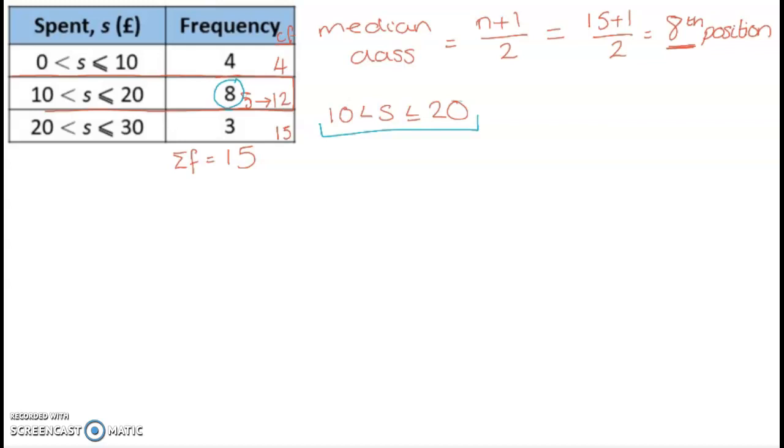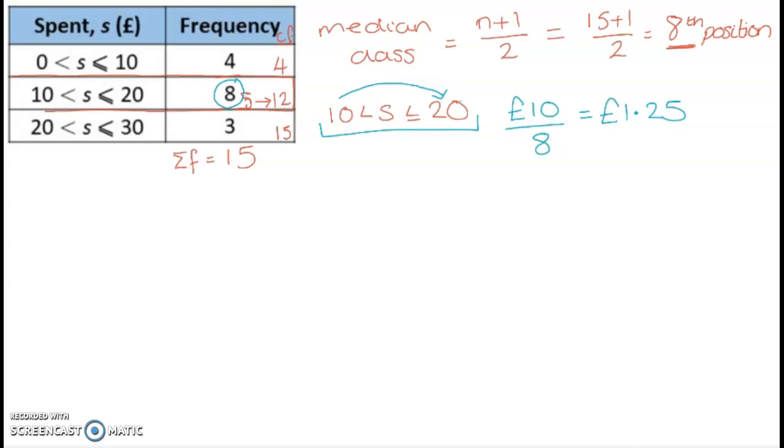We know that we have £10 in between 10 and 20. That is the class width, and that is £10 wide. So I'm going to share that £10 out equally between the 8 people that spent between 10 and 20 pounds. And if I do that, I get the answer £1.25. That £1.25 tells me how much more each person spent than the person before if it was equally spread out.